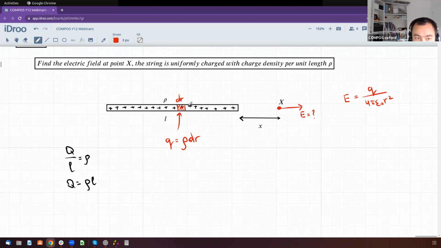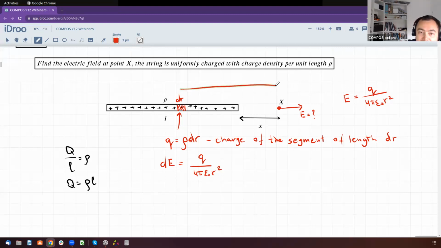The electric field produced by that small charge, let's call it dE. dE is the charge of the small segment of length dr. The electric field produced by that segment is the charge divided by 4 pi epsilon naught r squared, where r is the distance from X to that small segment. So this is R.